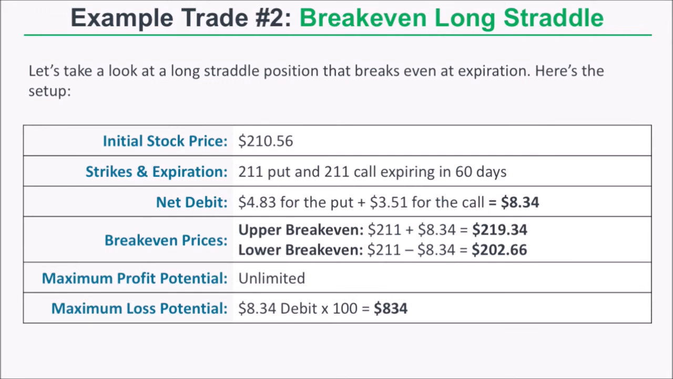Now our maximum profit potential is unlimited, and our maximum loss potential is the amount we paid of $8.34 times 100, and that comes out to $834 per long straddle. So let's go ahead and take a look at what happens to this position over time.